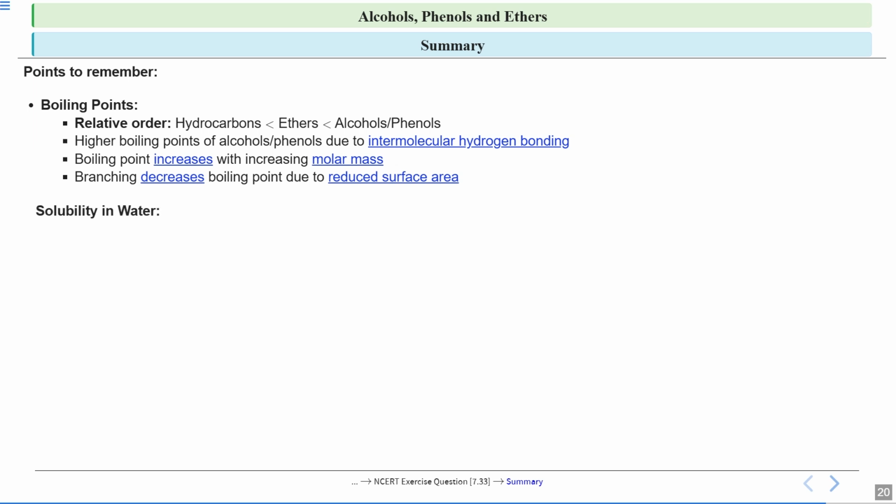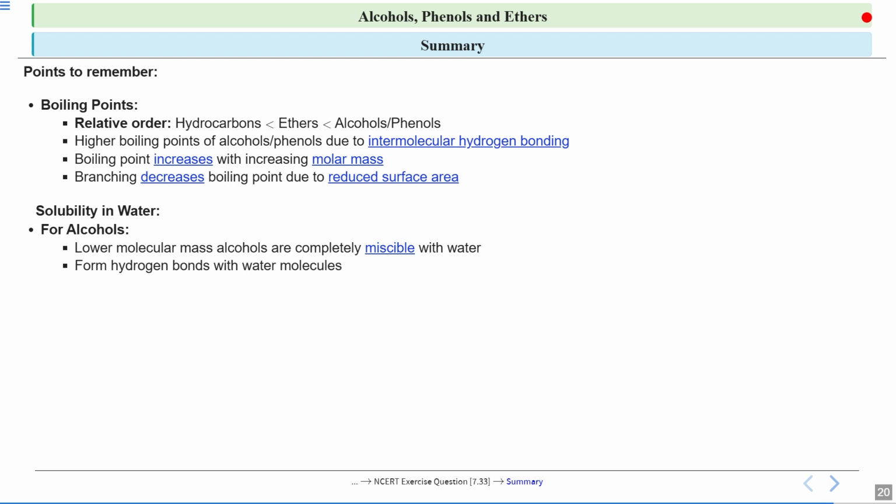Next is solubility in water. I told you that lower alcohols are completely miscible with water. And we discussed that they form hydrogen bonds with water molecules. But as your carbon chain increases, that is, your alkyl or aryl group, which is a non-polar part, increases, your solubility decreases.